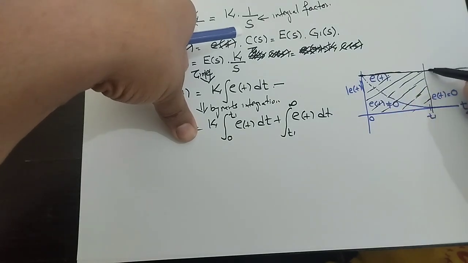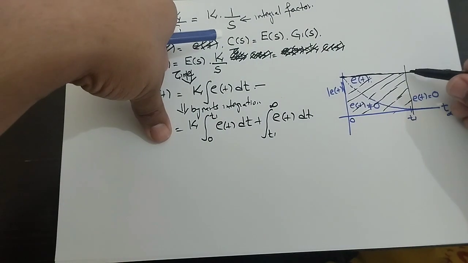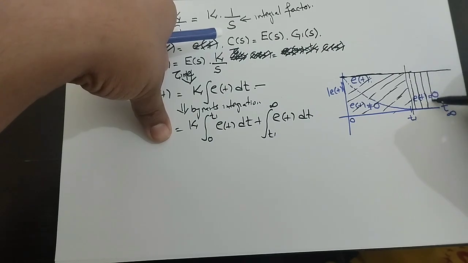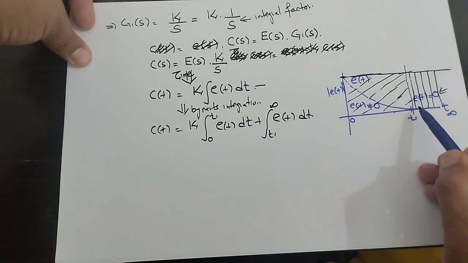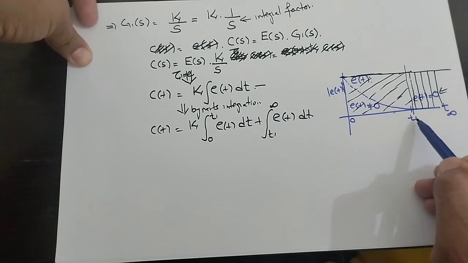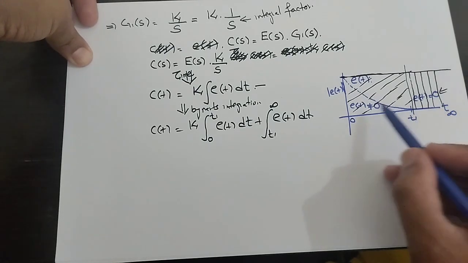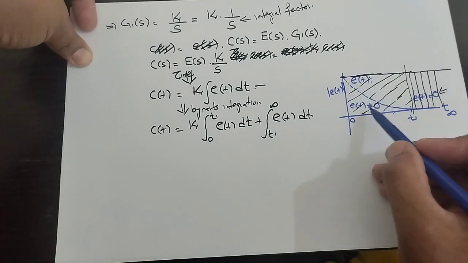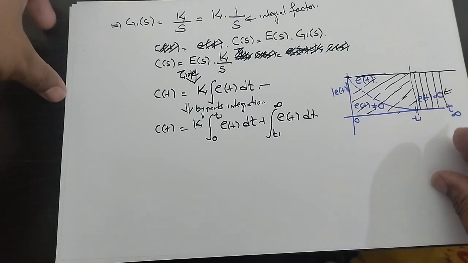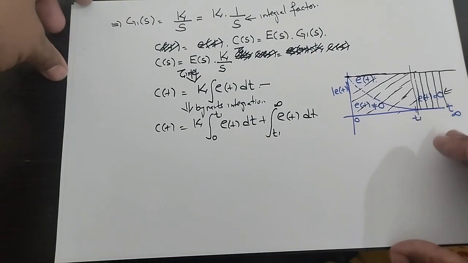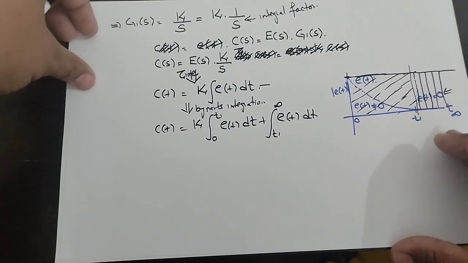And in the vertical bars, your error is equal to 0. So now we can see that even though the error is equal to 0 in this time interval, we have a non-zero value of the error before this time interval. So we have used the by parts integration to validate this explanation mathematically.